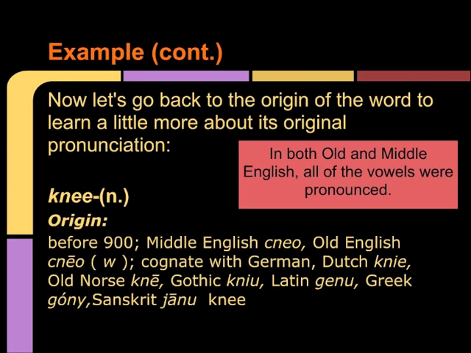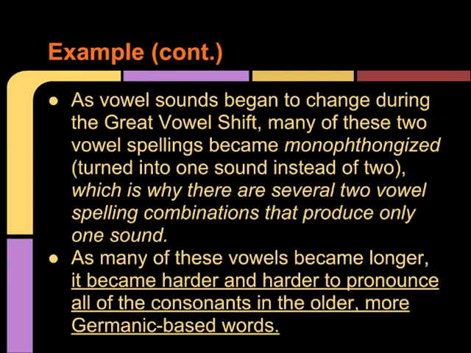In both Old and Middle English, all of the vowels were pronounced. As vowel sounds began to change during the Great Vowel Shift, many of these two-vowel spellings became monophthongized, which means turned into one sound instead of two, which is why there are several two-vowel spelling combinations that produce only one sound. As many of these vowels became longer, it became harder and harder to pronounce all of the consonants in the older, more Germanic-based words.